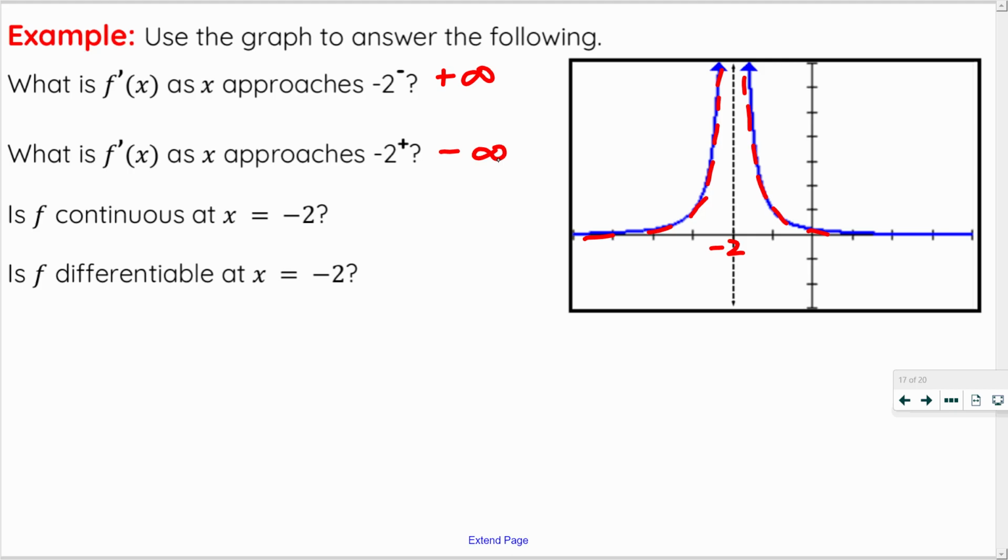So is it continuous at -2? No, because we have a vertical asymptote there, so an infinite discontinuity. So if it's not continuous, right away I know it is not differentiable.